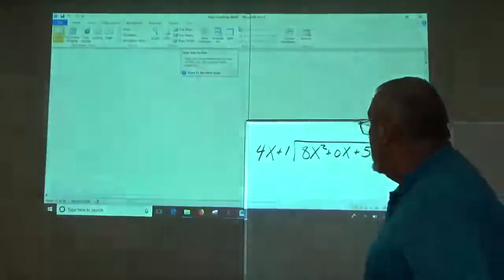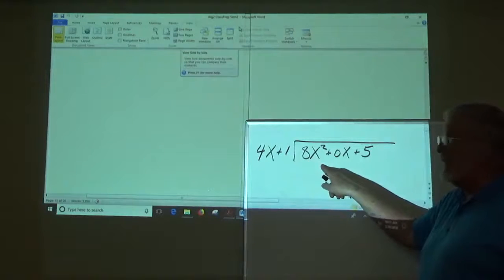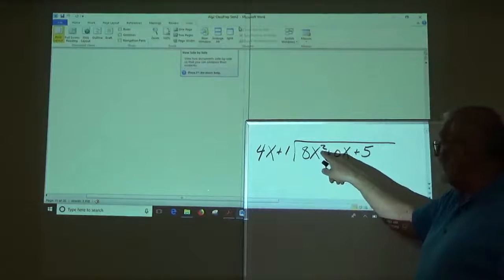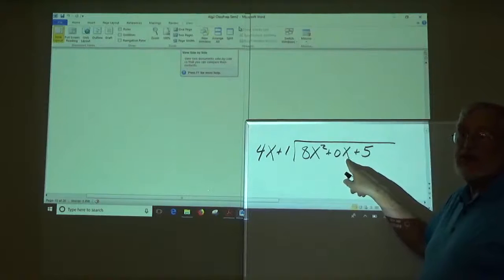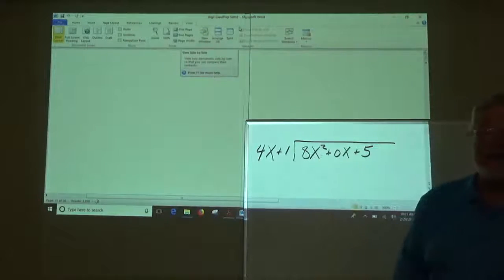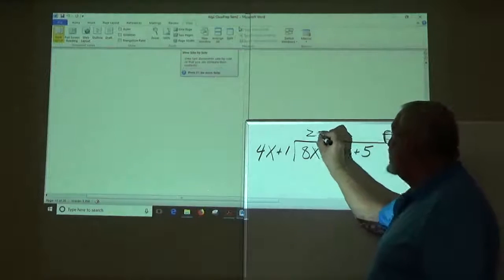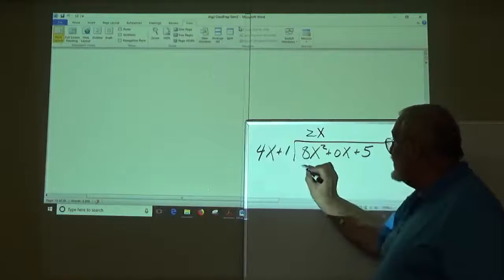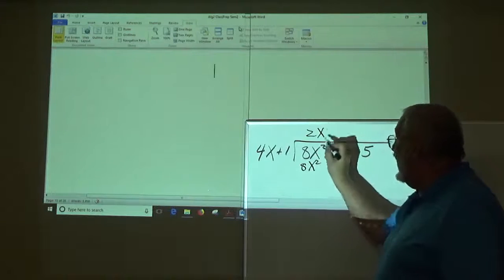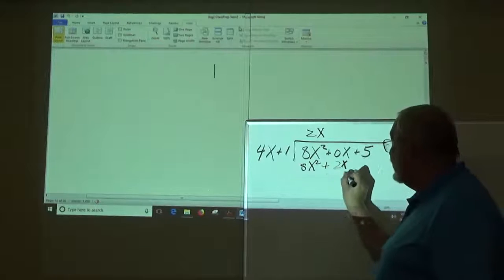Wake up. Okay, so if I'm going to take 4x plus 1 and divide it into here, this is x squared. Because there was no term here, I had to put a 0 there. Now, what do I multiply 4x by to get 8x squared? 2x. So there's my 2x. So 2x times this is 8x squared. And then 2x times 1 is plus 2x.